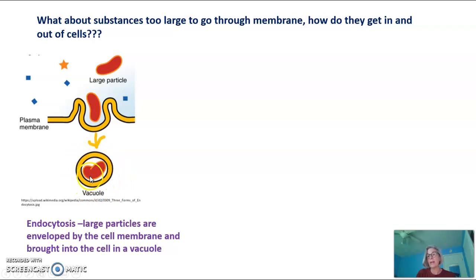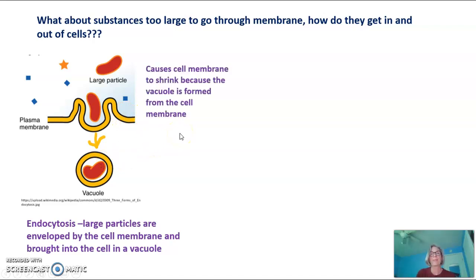And in this case, if it's a bacteria, the cell could then break down this bacteria, and our immune system does this to fight bacterial infections. This causes the cell membrane to actually shrink, because this vacuole that's formed here is from the cell membrane. So if the cell is doing constant endocytosis, its cell membrane is going to shrink, because some of that membrane is being used to form the vacuole that goes inside the cell.